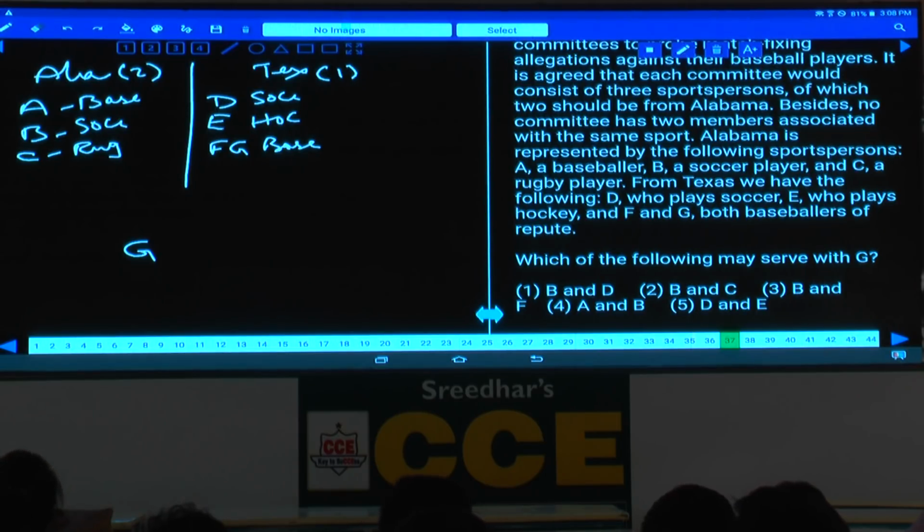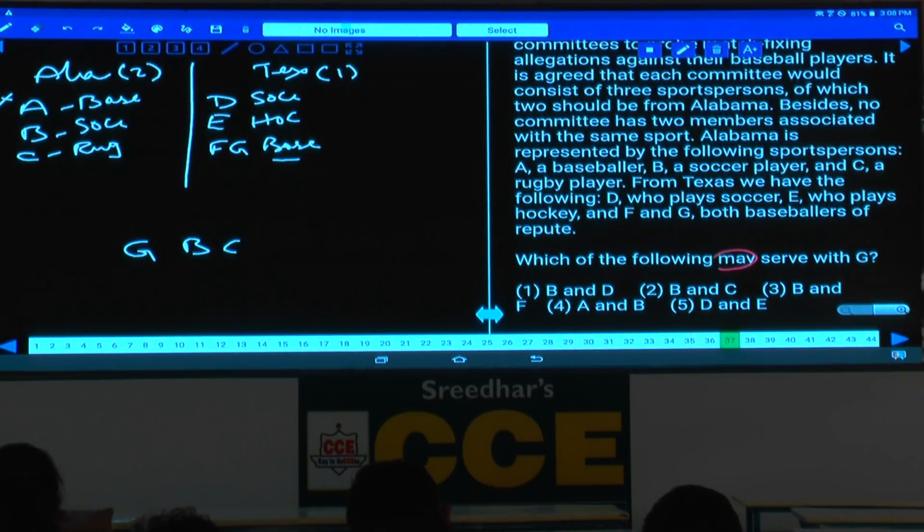And out of which one? If G is playing baseball, hence A, who is also playing baseball, cannot be in the team. Hence the remaining 2 persons must be B and C. Now, which of the following may serve with G? The word "may" cannot apply here, isn't it? May is a possibility.